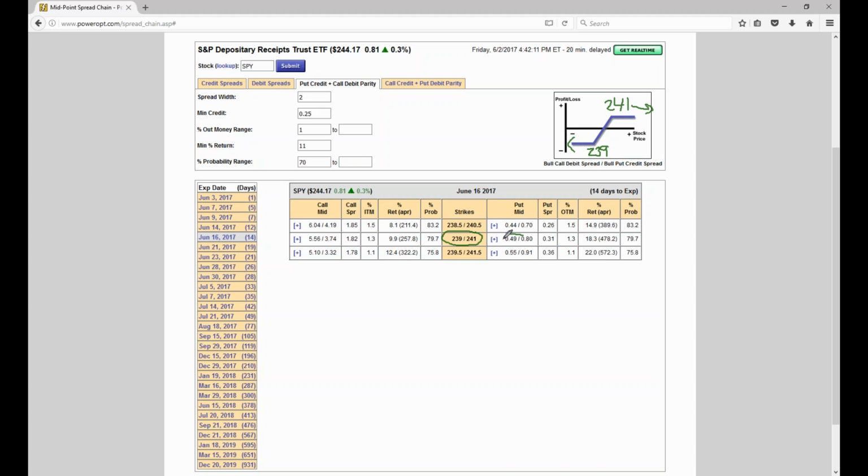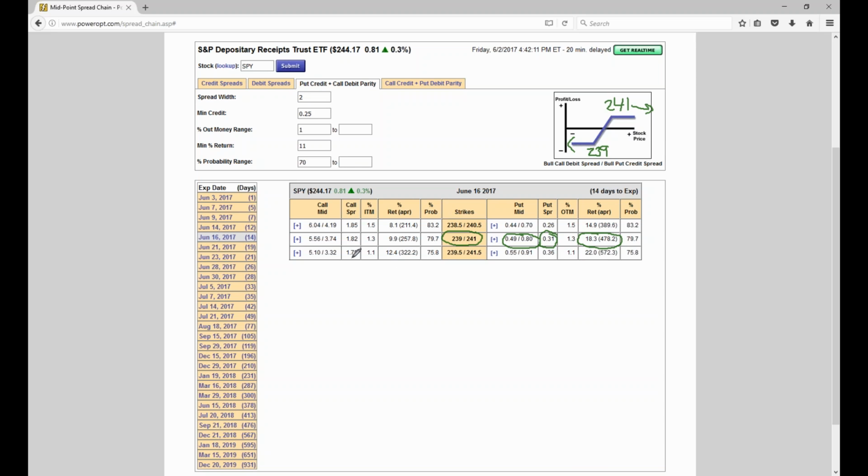Here, we see our midpoint prices, another advantage of the spread chain, where we could sell the 241 for 80 cents, buy the 239 for 49. We'd get a 31-cent net credit or an 18.3% return for 14 days if everything works out as we expected.